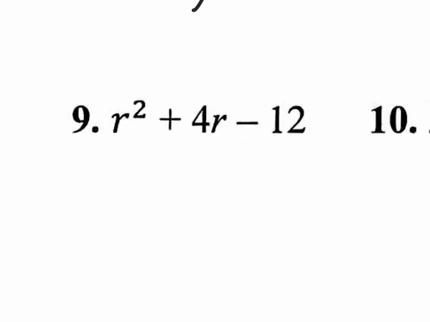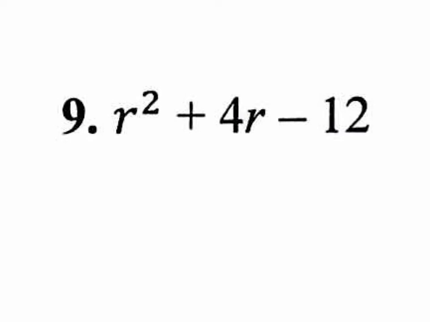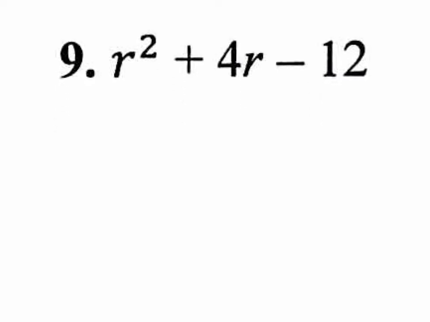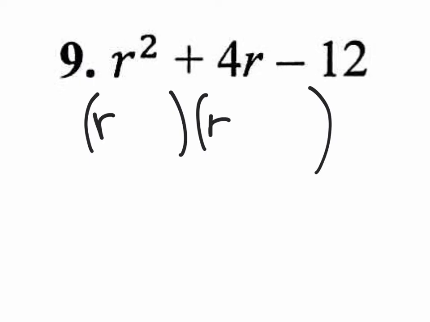I mean, at least this one has different signs. Yeah. Let's go to number 9. So let's set up the parentheses. R. What times what is negative 12 that if I add together is positive 4? Positive 6 and negative 2. Positive 6 and negative 2. And we're done.